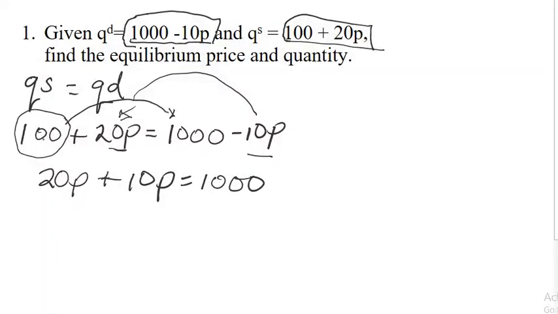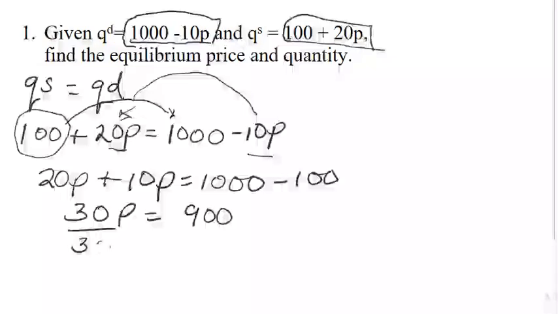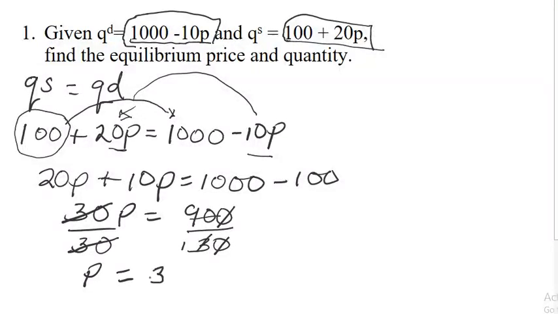But then this 100, you can see it does not have any negative sign, so it's a positive number. As the 100 crosses the equals to sign to the right, it will turn to minus 100. So 20p plus 10p will give us 30p equals 1000 minus 100, which will give us 900. So to get the p, I'm going to divide both sides by 30. 30 here cancels this 30, so that p stands alone, equals 0 cancels 0, 3 into 90 is 30. So our equilibrium price is 30.